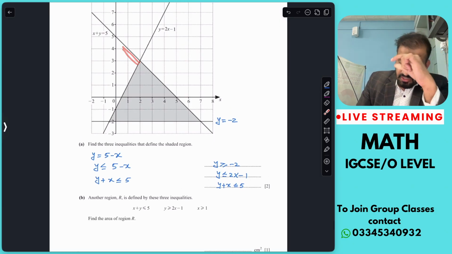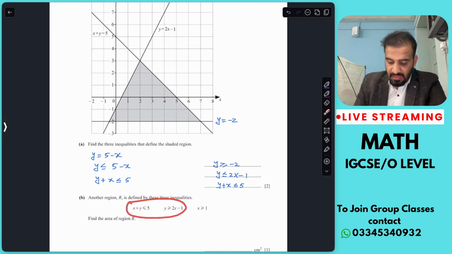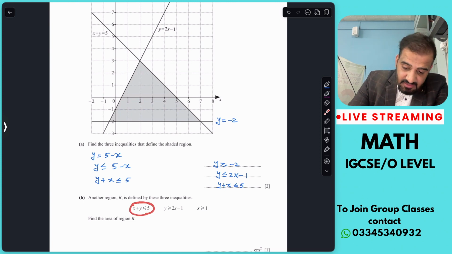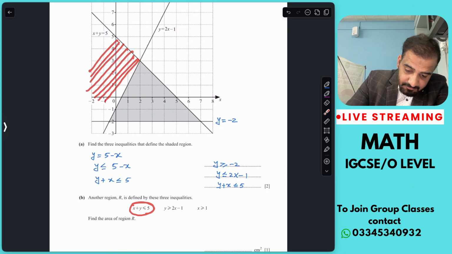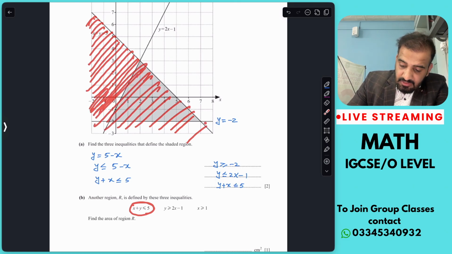So only if you combine these two inequalities, what will you get? x plus y less than or equal to 5 means everything below this line. So this is your shading. Everything below this line. So this is your shading.